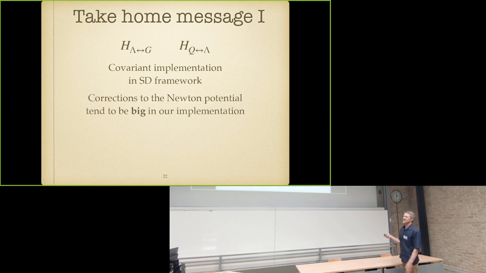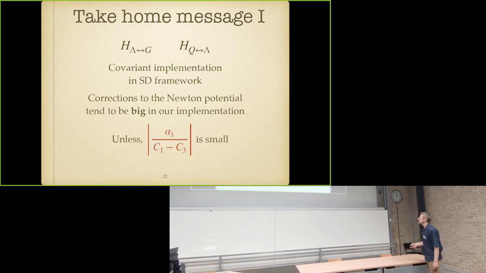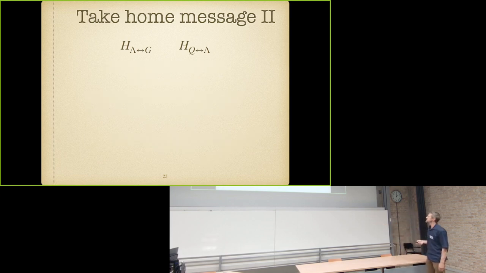And now my time is 1 minute, so take-home message. The take-home message is not really our model. The take-home message is take these two hypotheses, which I think are reasonable, good questions to ask, and if you do this, you find possibly big corrections to the Newton potential in this experimental setting, unless these hypotheses are small parameters. These ratios are small. So, and this will be tested. This is, I think, very cool.